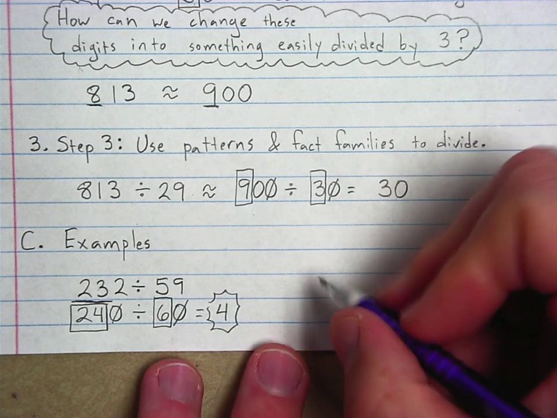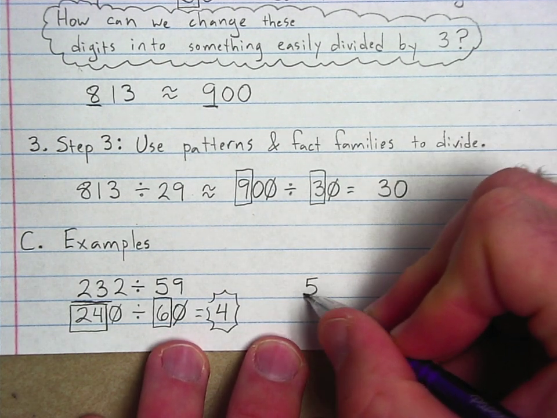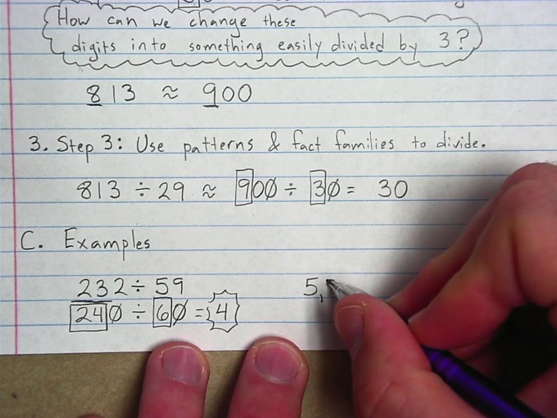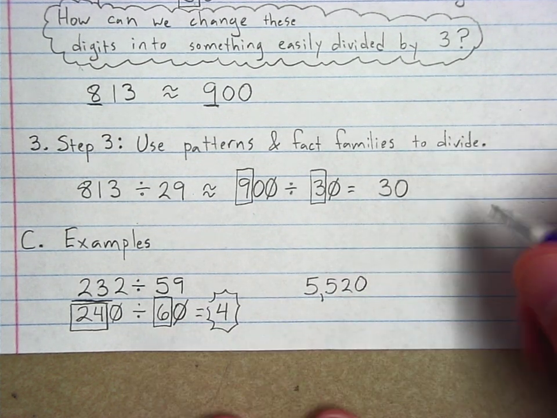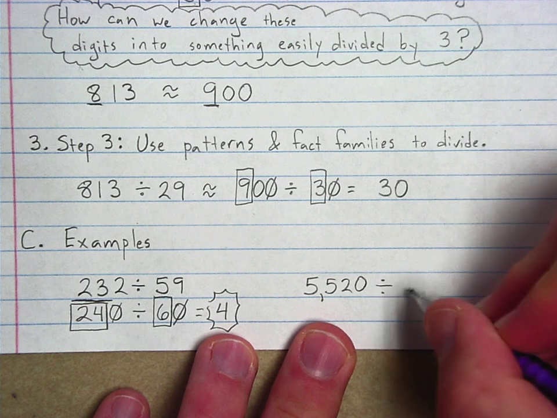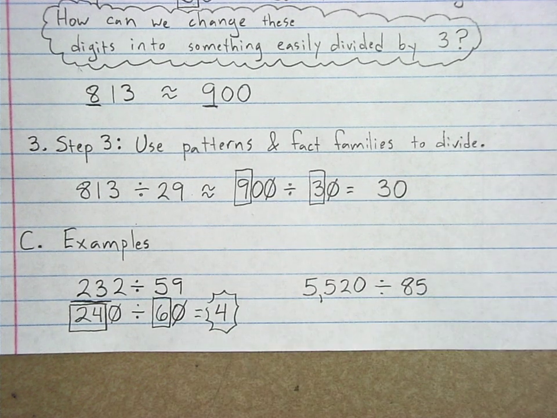Now, as I suggested a moment ago, please consider pausing the video after I've written this and working it out on your own. You can then compare to mine, see how you did. That way, if you're having any trouble, any questions, you can ask about them in class. So 5,520 divided by 85, pause.